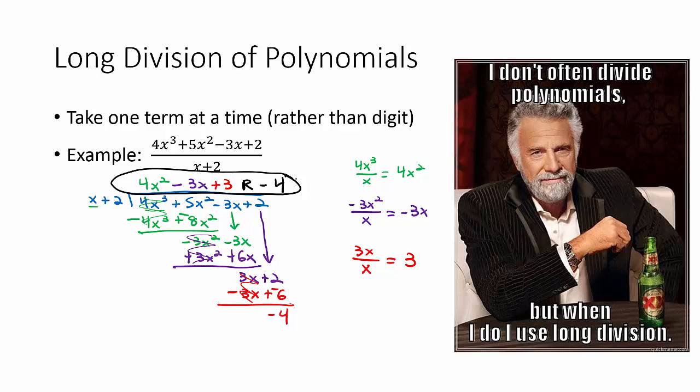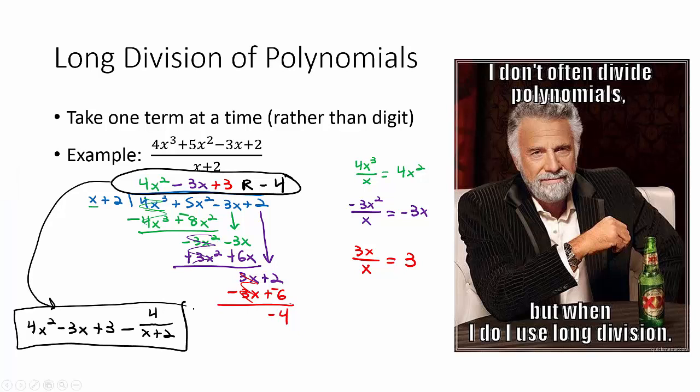Now we could express that as a mixed number as well. 4x squared minus 3x plus 3. And then we can do a minus, because the remainder was negative 4, over the number out front, the x plus 2. So some problems on your homework might ask for the remainder of negative 4. Some problems might prefer the mixed number with the minus 4 over x plus 2. Make sure you're reading the directions so you know which format to do. But long division, same exact process as long division with numbers. Just dealing with terms instead of digits.